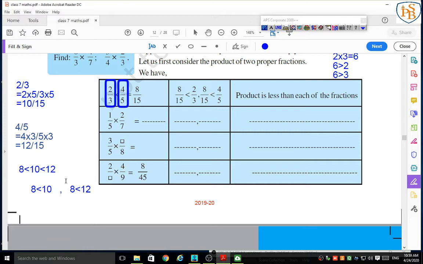Okay, so instead we can write that 8 upon 15 is smaller than 2 upon 3, because this 10 we get from the 2 upon 3 fraction. So 8 upon 15 is less than 2 upon 3 and 8 upon 15 is less than 4 upon 5. So the product is less than each of the fractions. Okay, now like that we have to solve this table. Now we are solving here.